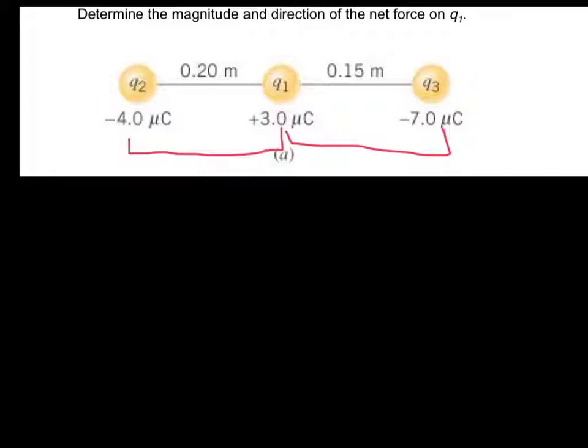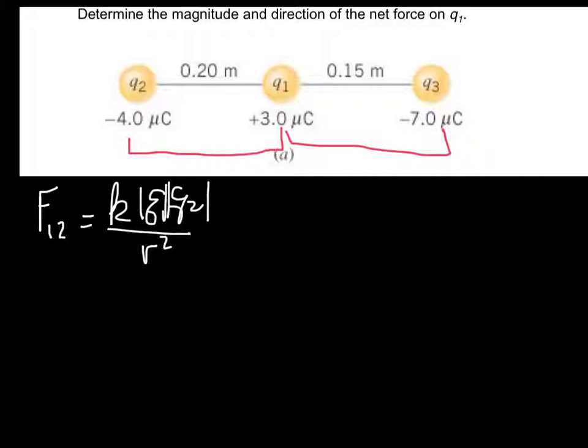To start with, let's calculate the force between the 3 microcoulomb charge and the 4 microcoulomb charge. Notice microcoulomb means 10 to the minus 6. So we're going to say force on 1 by 2 equals K Q1 Q2 over R squared. Now let's fill in our values.